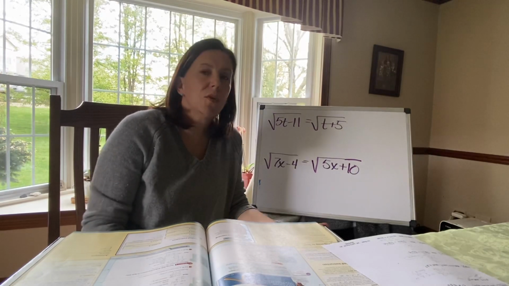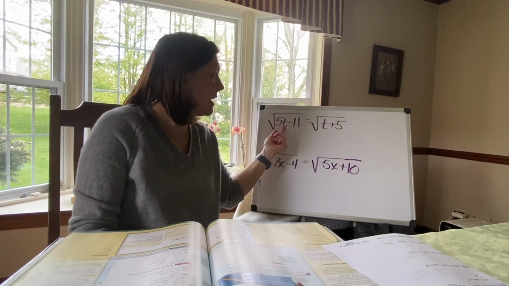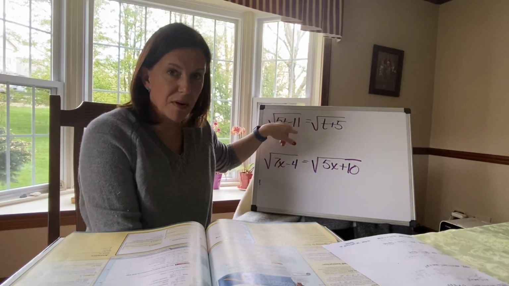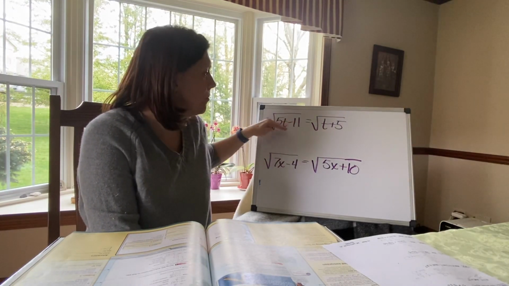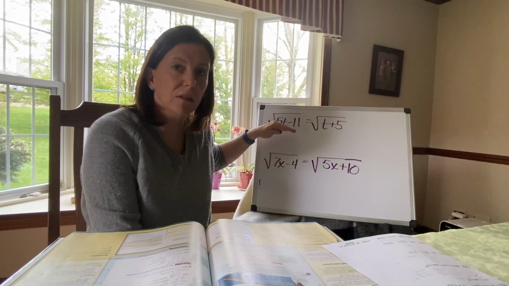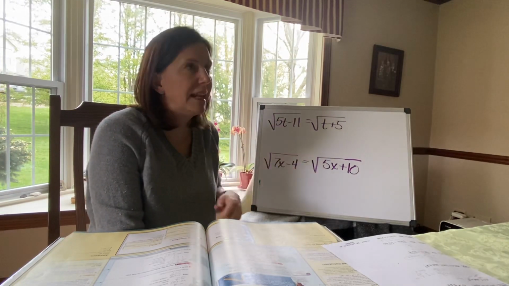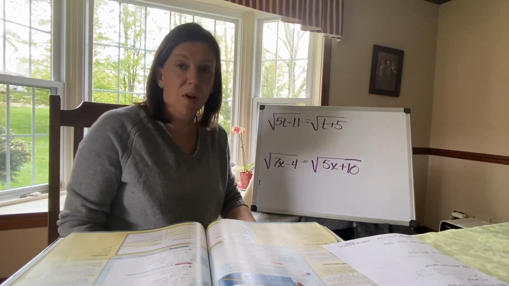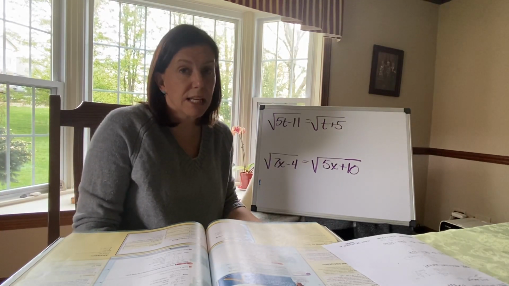Okay, what do I notice is different? Besides there being a radical on both sides, I notice that I have a quantity as my radicand. I have more than one term underneath my radical. For these types of problems, it actually doesn't change anything at all. Okay, step 1, do you remember what it was? Step 1 is isolate the radical.